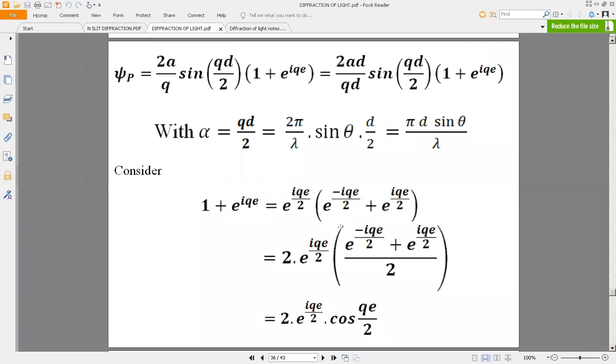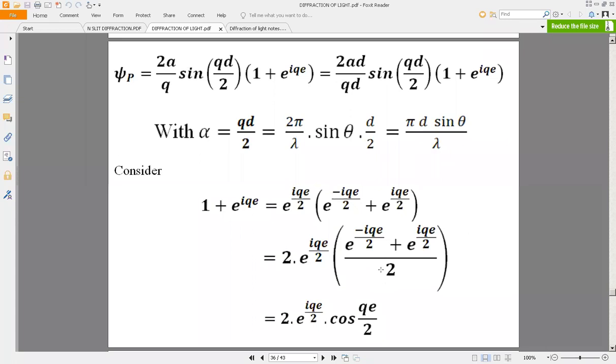Now coming to the second term, e power iqe is already there. It is something like e power x. So for this e power x, I have taken e power x by 2, half of the exponent, and the rest of the exponent is retained here. That's why e power iqe by 2 into e power iqe by 2 gives you e power iqe. That's all. Right? So leave this term outside and do one thing: multiply and divide by 2.